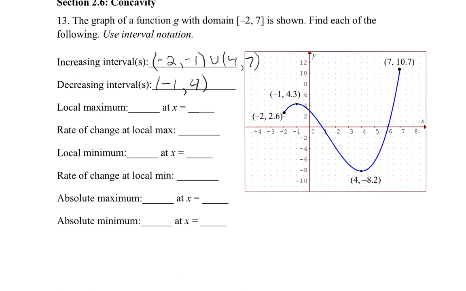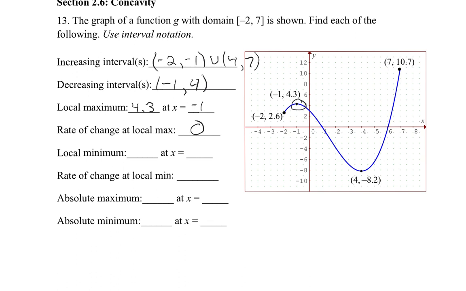Okay, now it asks about where the local maximum is and what that value is. So first, we have to know that local maximums don't consider the endpoints of the domain interval that we're given. So we see that the local maximum of 4.3 occurs at x equals -1, this point right here. And the rate of change at that local maximum, according to our definition for a local maximum, should always be 0.